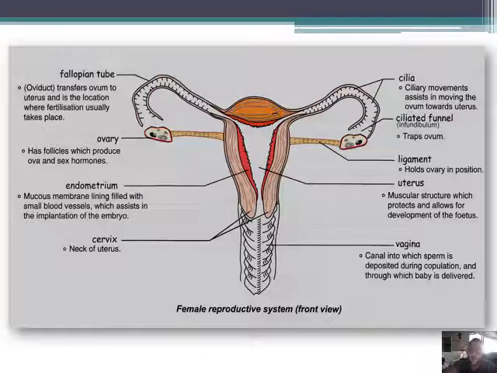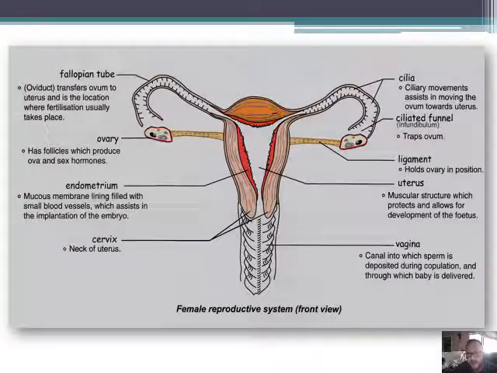So we've got the vagina, which is the canal in which sperm is deposited during copulation and through which the baby is delivered. I know this might sound embarrassing now, but you really do need to know all these annotations and these definitions. Then we have the uterus, which is a muscular structure which protects and allows for the development of the fetus. Remember, implantation is going to occur in the endometrium.